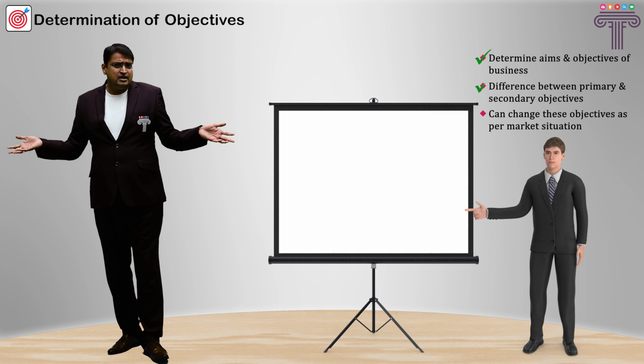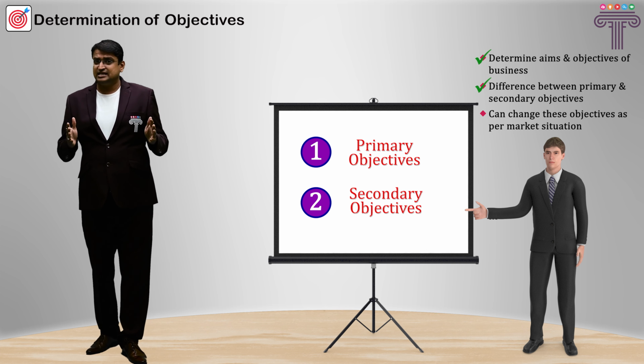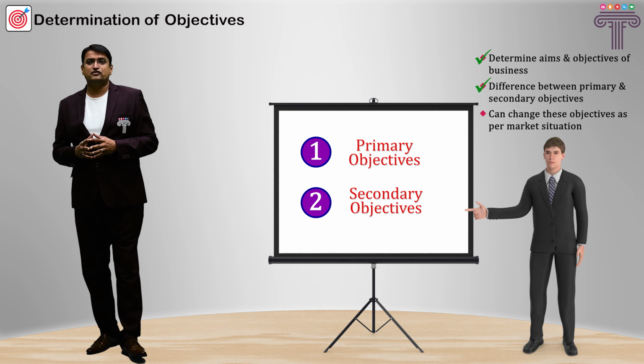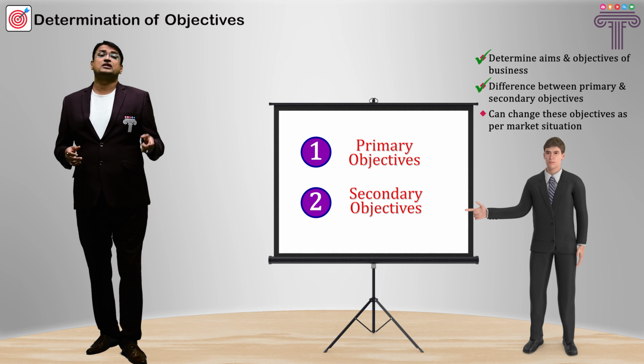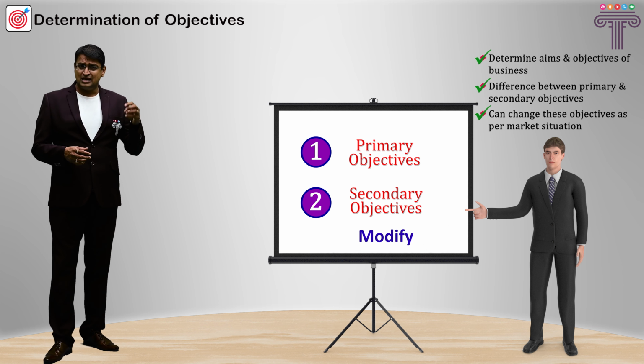There can be various aims or objectives. It can be primary objectives, secondary objectives. But yes, it is the responsibility of the entrepreneur to set the objectives of the organization or business. These aims and objectives can be modified based on business situations, but yes, the function has to be done by the entrepreneur.